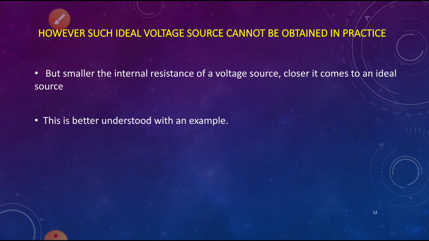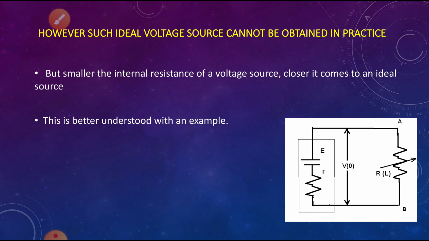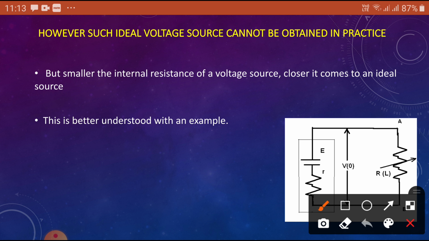This is better understood with an example. We can take one practical circuit. Here E is the energy source, the voltage source. Small r is the internal resistance, and A and B is the load connected here. The load is variable. Based on the load variation, the current flowing through the circuit from source to load changes.